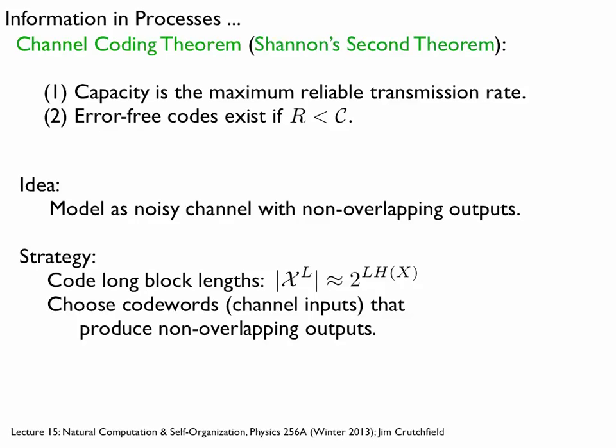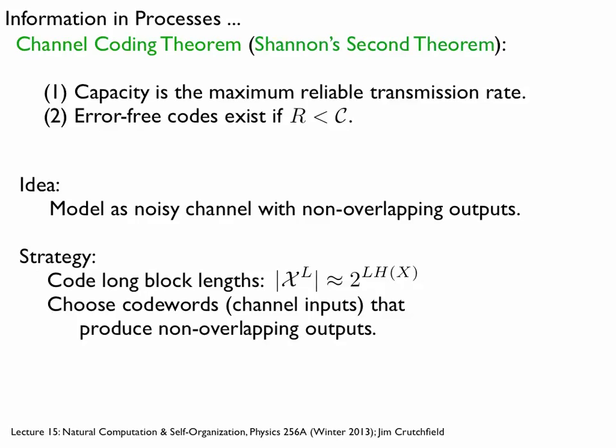And more suggestively, but again, it's non-constructive, as you can see in Cover and Thomas, there exist error-free codes as long as the code rate, the source entropy, is less than the channel capacity. This is kind of amazing. You'd think a noisy channel would throw some information away that was irretrievable, but it turns out that there are ways of coding. And the main strategy behind this is to set up the proof in terms of a noisy channel with non-overlapping outputs by using longer and longer words.